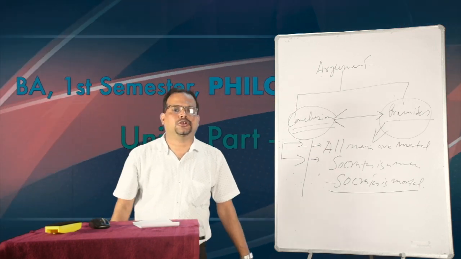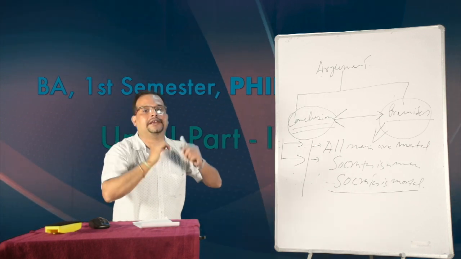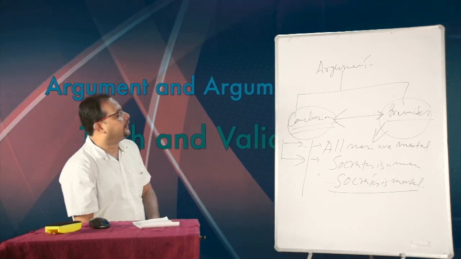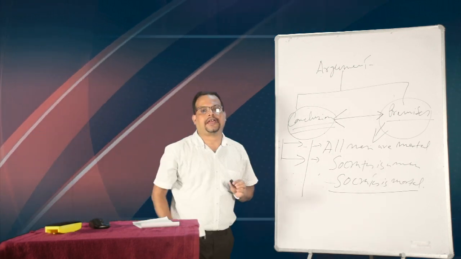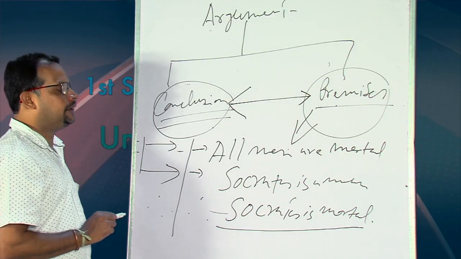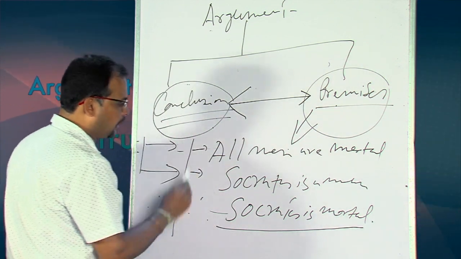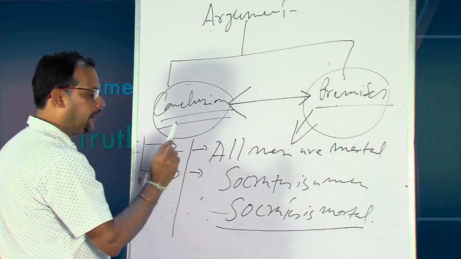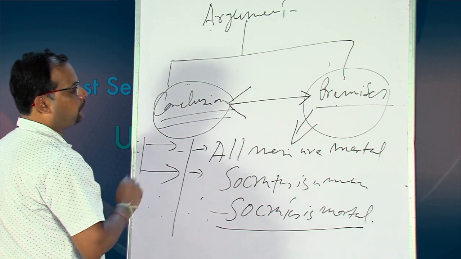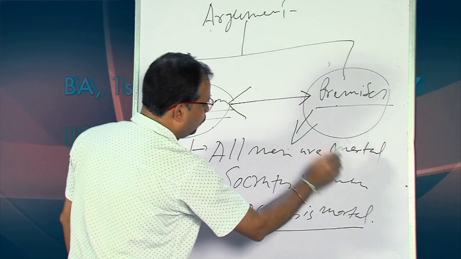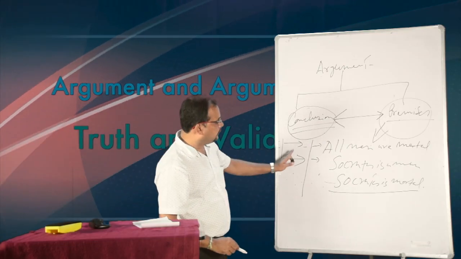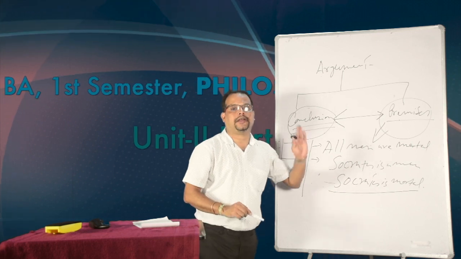Now, dear learners, in an argument, there is a necessary relationship between premise and conclusion. If we do not notice a necessary relationship between premises and conclusion, then the argument will be invalid. Here, in this argument, the argument is valid because the conclusion is necessarily derived from the premises, like all men are mortal and Socrates is a man. So, therefore, dear learners, this argument is a valid argument.